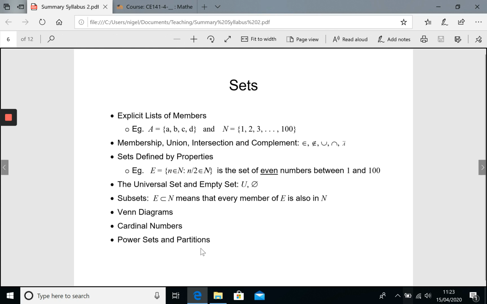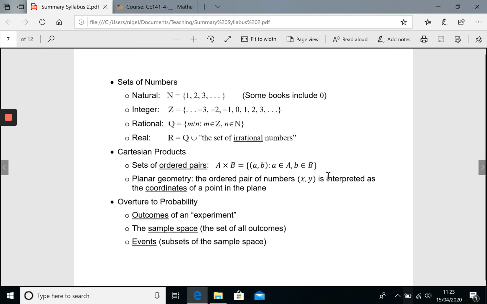We also looked at the idea of power sets. The power set of a set is just the set of all possible subsets of the set, including the empty set and the whole set itself. And we looked at the idea of partitions, which is a collection of sets which between them make up the whole set and which do not intersect with each other. This turns out to be useful in probability later in the module.